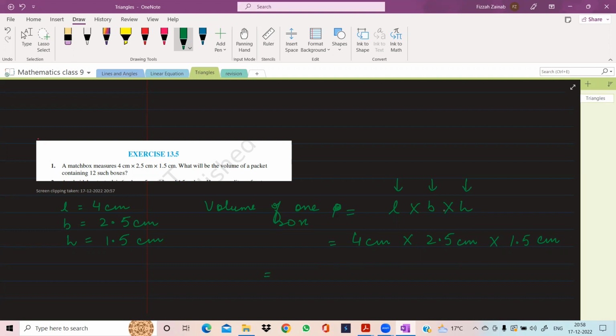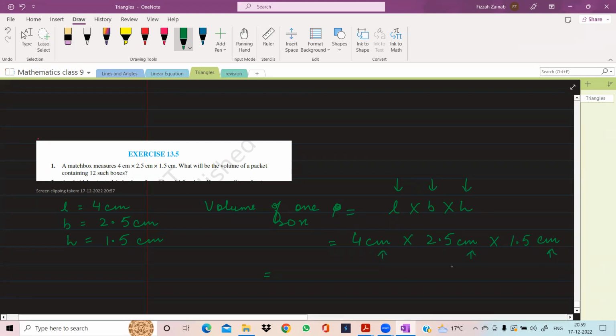So three times the same unit is coming. So 1 centimeter, 1 centimeter, 1 centimeter. So whenever you are finding volume, the unit becomes centimeter cube. Understand? And when we find area, we multiply only 2 lengths. So it becomes unit square.